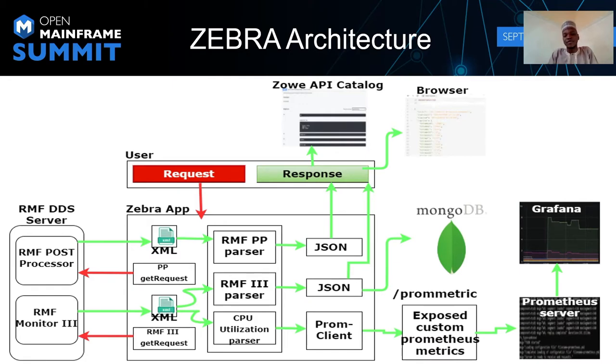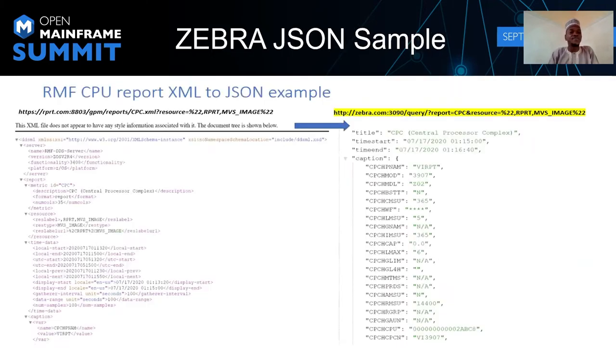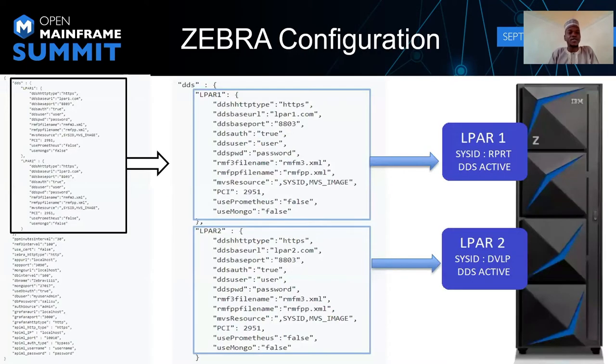The JSON data can be converted into Prometheus metrics using Prometheus clients. Then this will be stored in the Prometheus server. And then finally, it will be presented as a chart using Grafana. This is a sample of Zebra JSON formatted data. This is just a one-to-one mapping between the XML file returned by the DDS and the parsed data returned by Zebra. So the most important thing in Zebra first is to configure the app before you can use it.